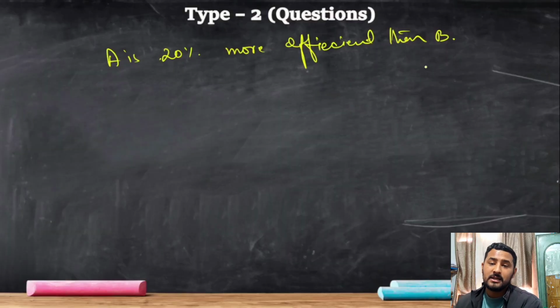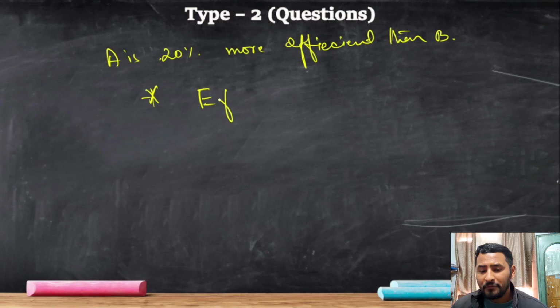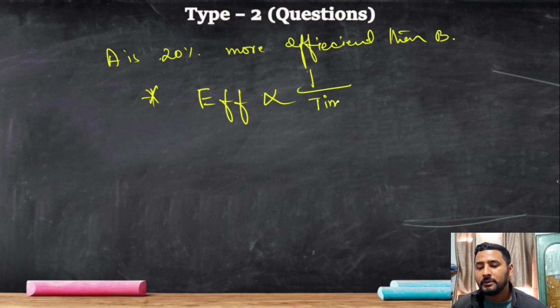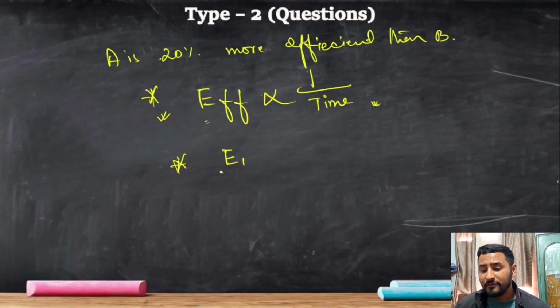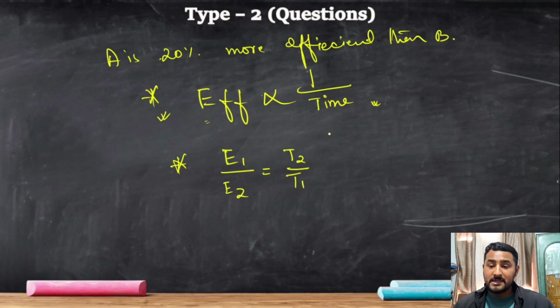Can you see this? This is talking about efficiency. Now you should remember, we have written that efficiency is equal to total work by time, which means efficiency is inversely proportional to time. That means if efficiency is more, less time will be needed to complete the work. Understand? One more thing you should remember: suppose I give E1 by E2, this will be equal to T2 by T1. Means efficiency is inversely proportional.